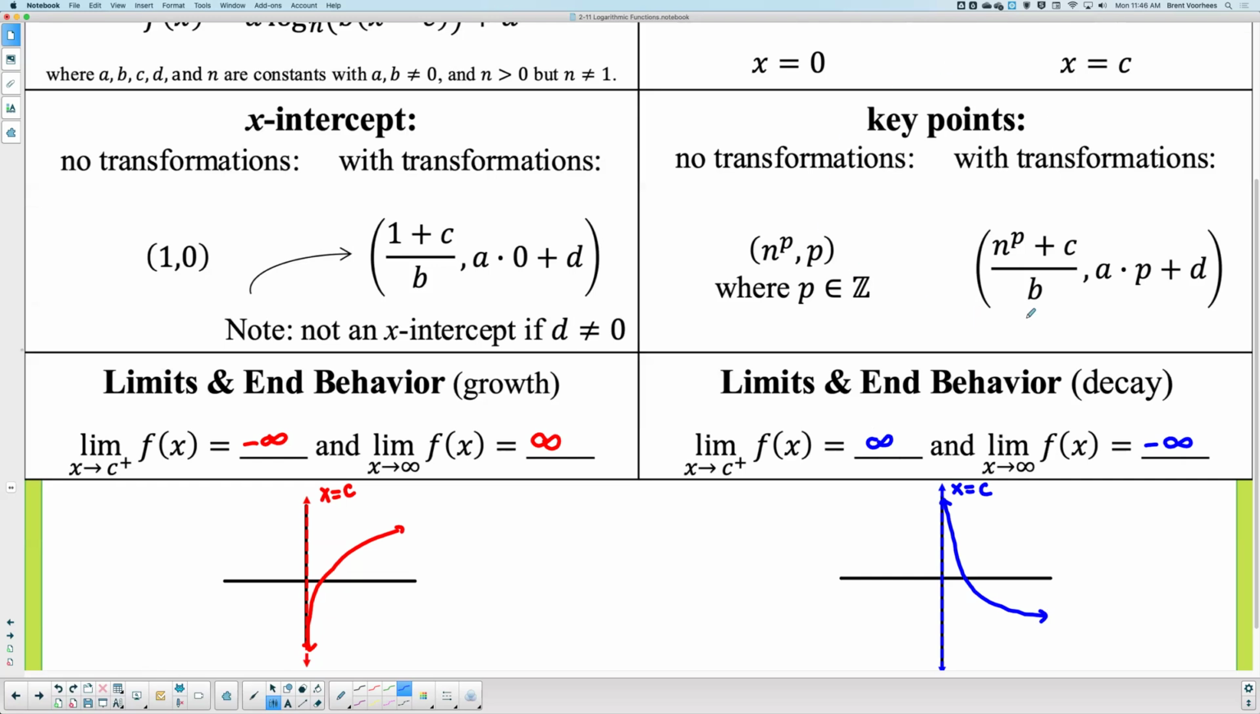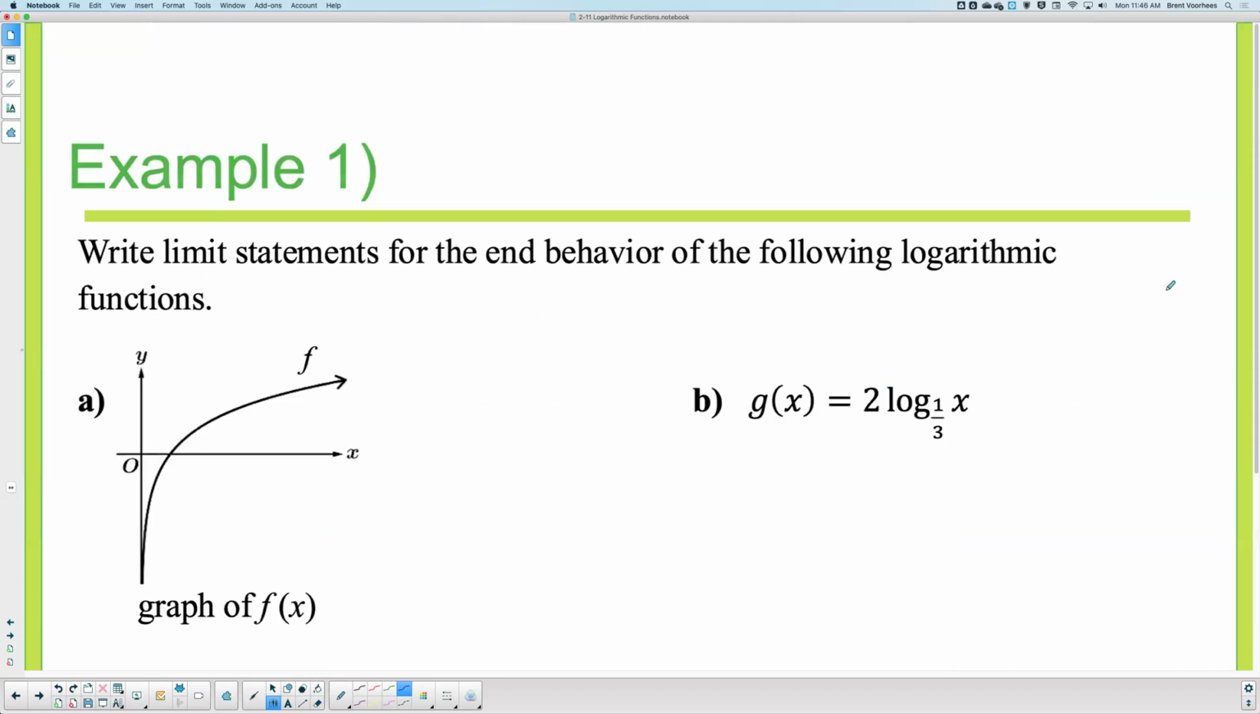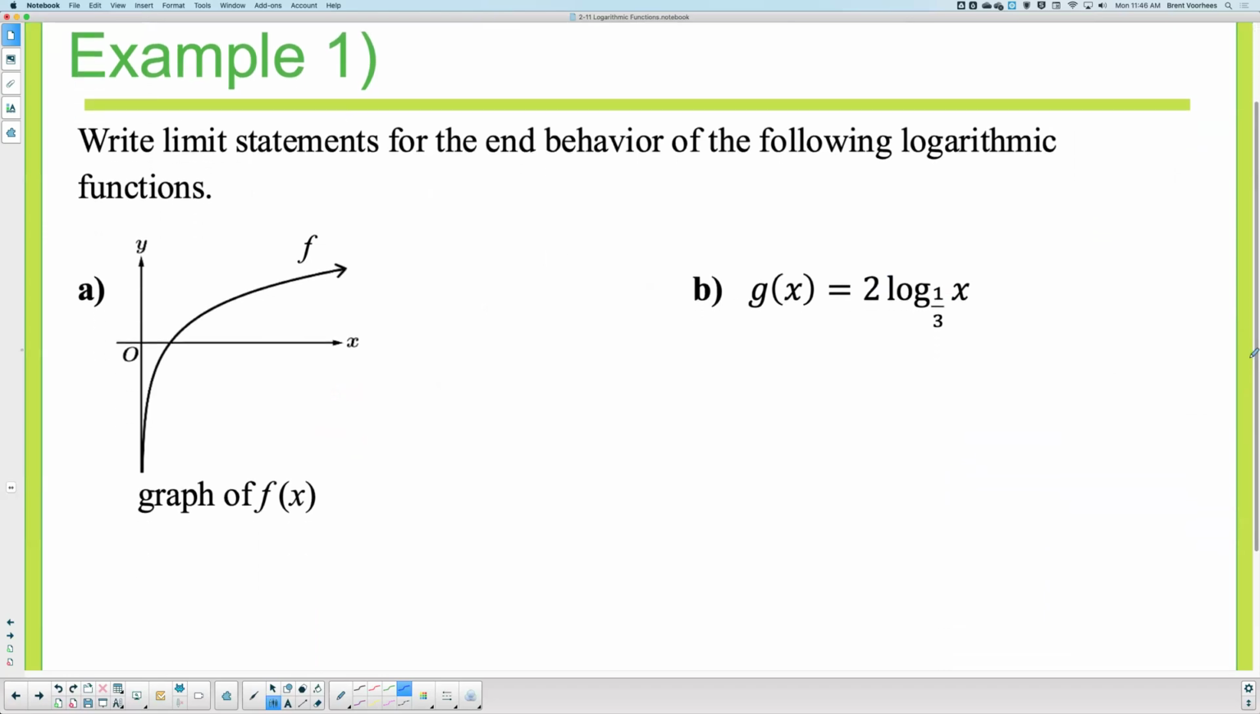I'll come back later and copy and paste this little section in a moment. But until we get there, let's start with this graph. The first one says write limit statements for the end behavior of the following log graph. Now, what did we just say is going to be true of every single log we look at today for the limits? There will be one positive and there will be one negative.